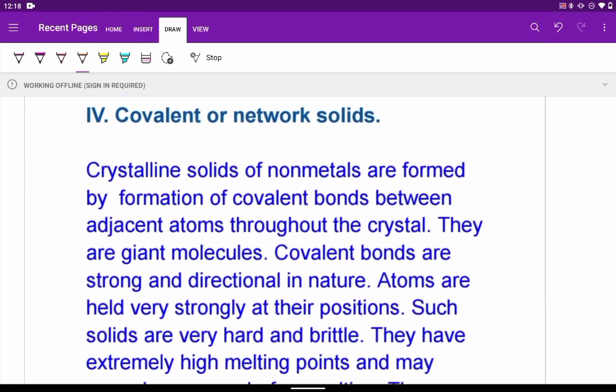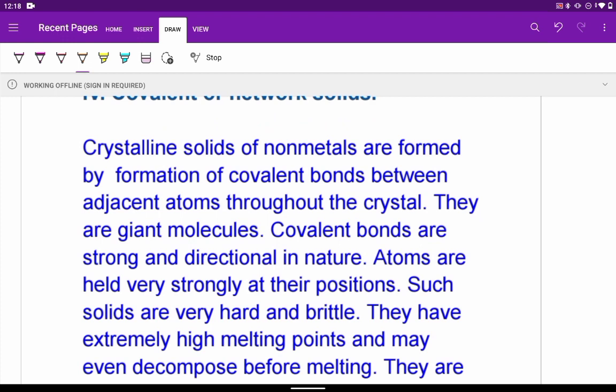Next comes covalent or network solids. There are many crystalline solids of nonmetals which are formed by the formation of covalent bonds. Among the adjacent atoms, side by side atoms, there is formation of covalent bonds, and this happens throughout the crystal, and thus they form giant molecules.